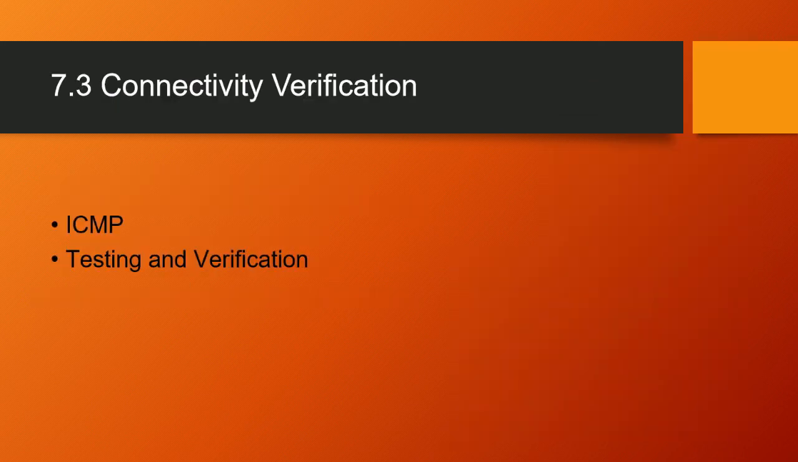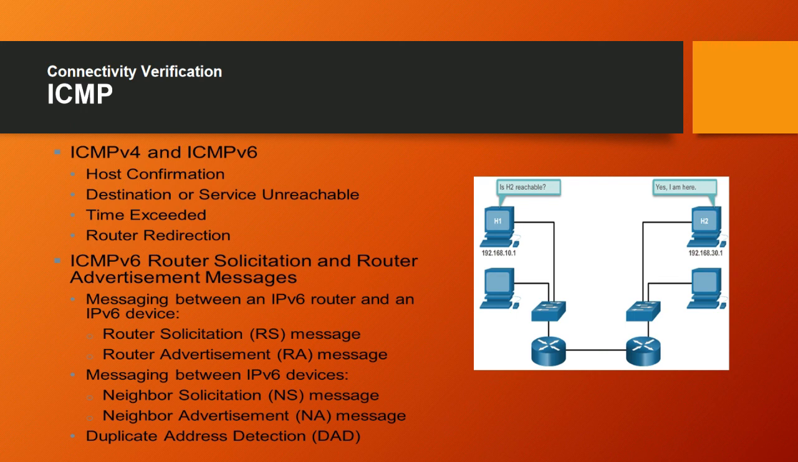Let's go on to 7.3 connectivity verification. We will tackle the ICMP and testing and verification. ICMPv4 and ICMPv6. In that, there are the host confirmation, destination or service unreachable, time exceeded, and router redirection. Another is ICMPv6, router solicitation and router advertisement messages.